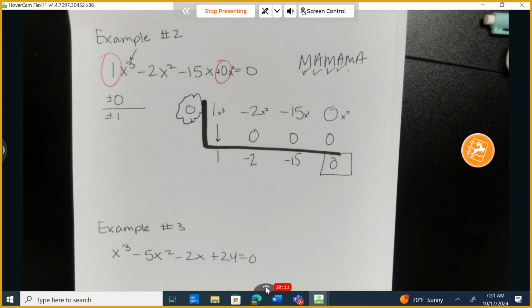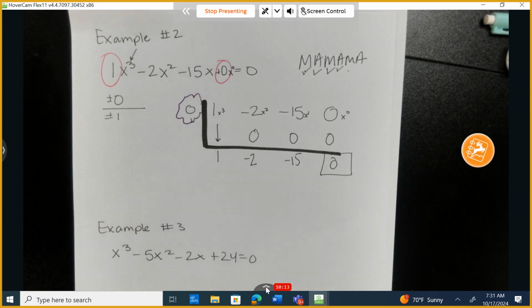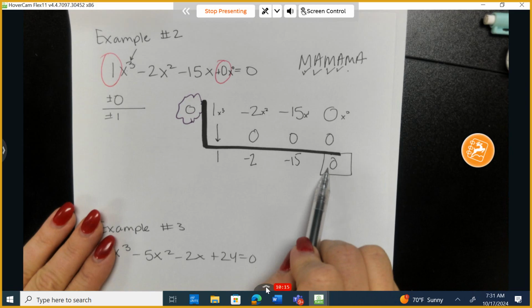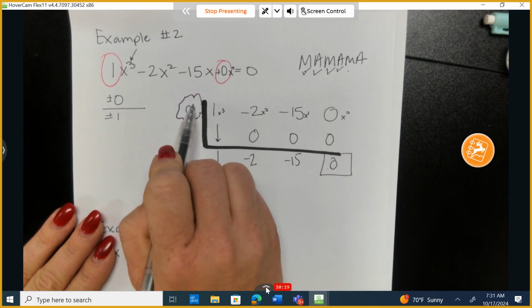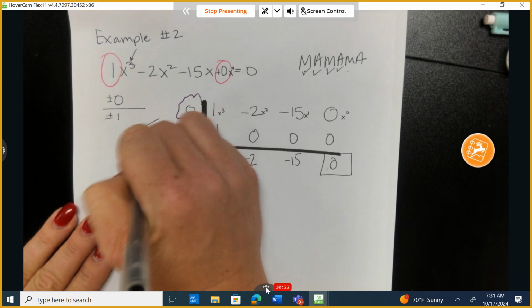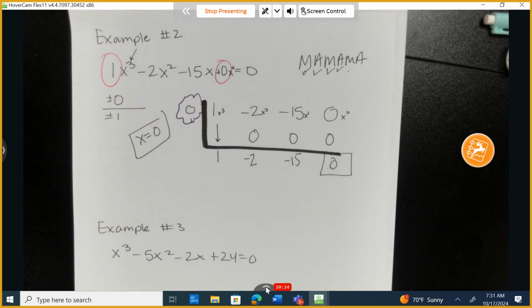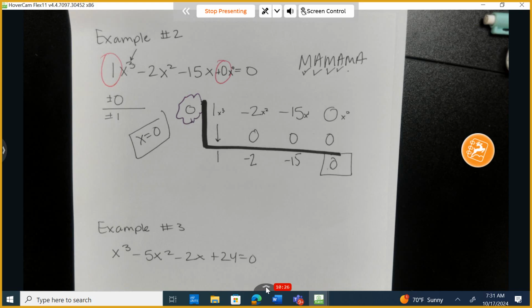How do I know what I just did? What does it even tell me? Whenever we get a remainder of 0 at the very end, it tells me that whatever number I tested works. So please write x equals 0. That is a solution. How many real solutions could we have?